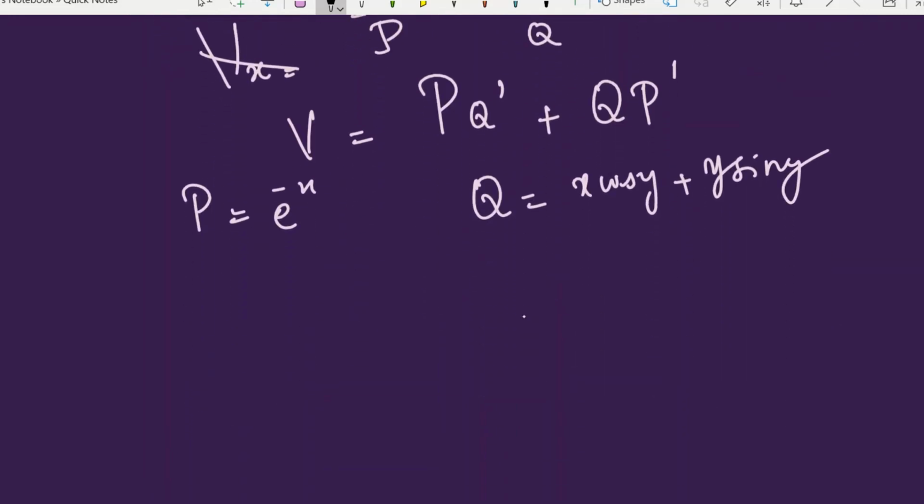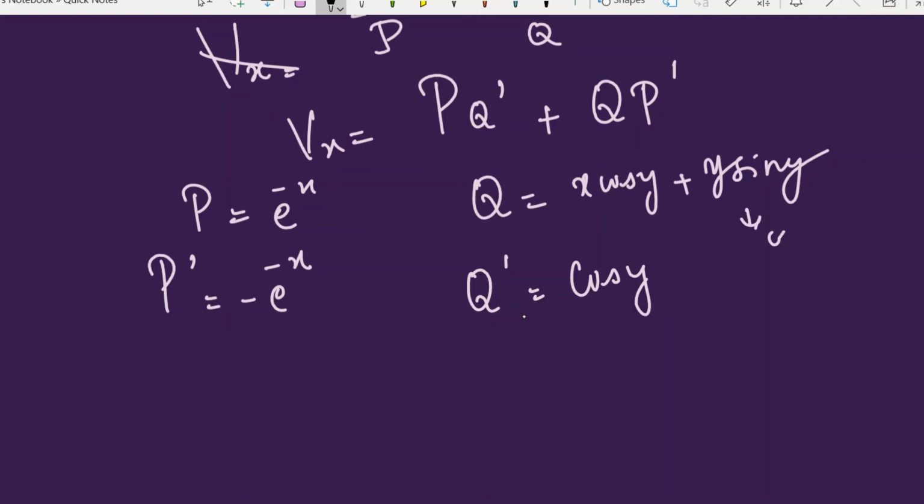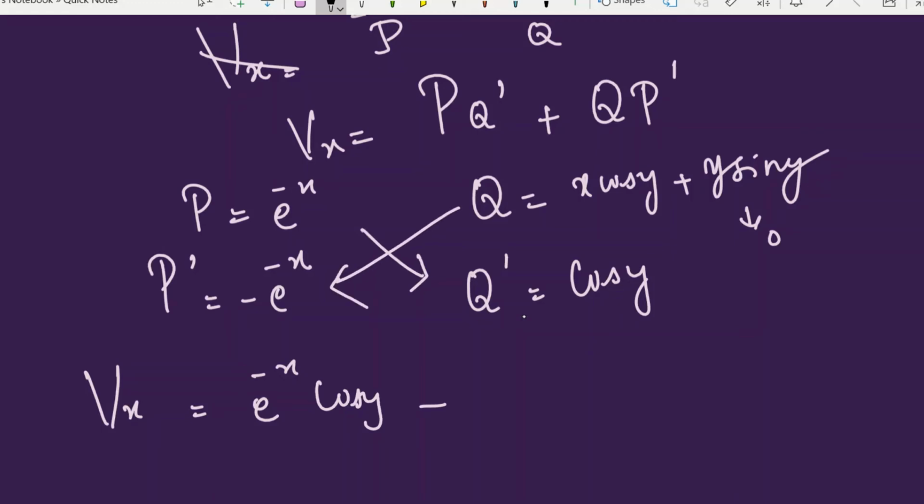Now we are differentiating with respect to x. So p dash is e power minus x into minus 1, q dash is x differentiation which is 1, so cos y, and here 0 because there is no x term here. Now our v x value is e power minus x cos y, plus q p dash, which is minus e power minus x times (x cos y plus y sin y).